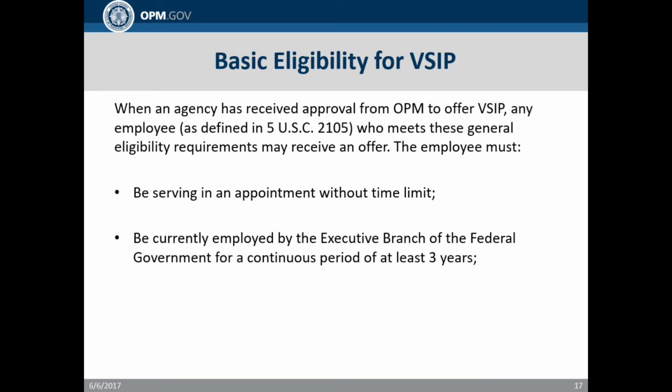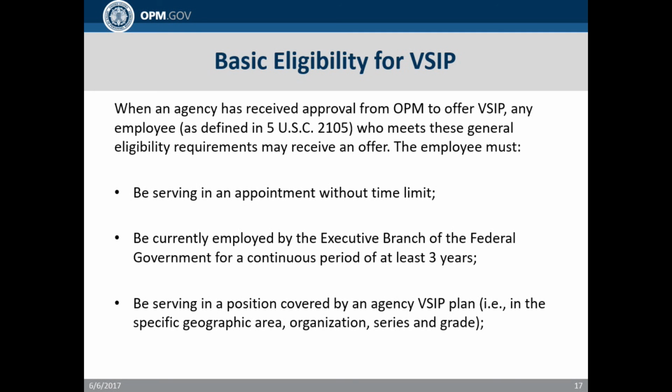They've got to be currently employed by the executive branch for a continuous period within the last 3 years. And of course, they have to be serving in a position covered by the VSIP plan. That is, in the specific geographic area, the organization, the series, and the grades covered in the offering. And finally, they cannot be included in any of the following ineligibility categories listed on the following slide.